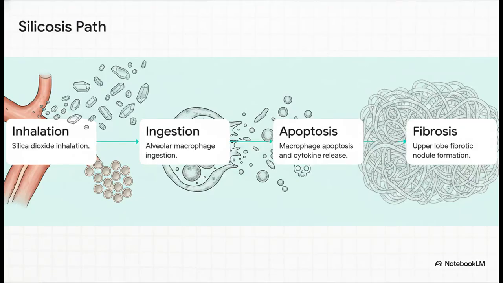It starts with the inhalation of crystalline silica dioxide, which is super common in sandblasting, mining, or stone cutting. Alveolar macrophages ingest these particles, but the silica physically disrupts the cells, forcing macrophage apoptosis and a massive release of fibrogenic cytokines. This sequence is what builds those dense fibrotic nodules heavily concentrated in the upper lung zones, classically presenting with eggshell calcifications of the hilar lymph nodes.